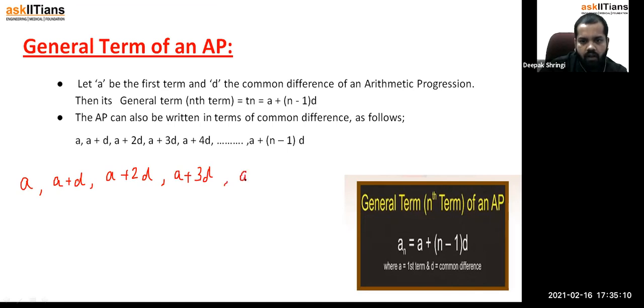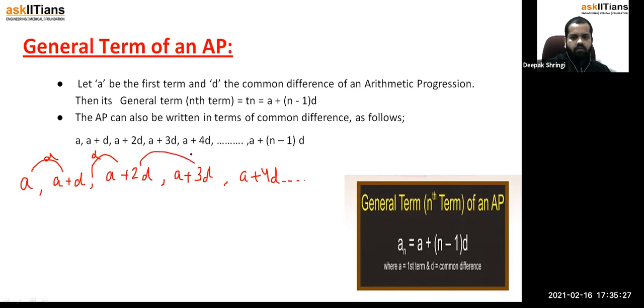Similarly, A plus 4D. Why have we taken it? Because here all the common differences are D. A plus D minus A is D. Common difference is D.